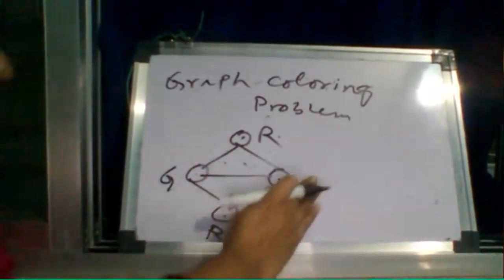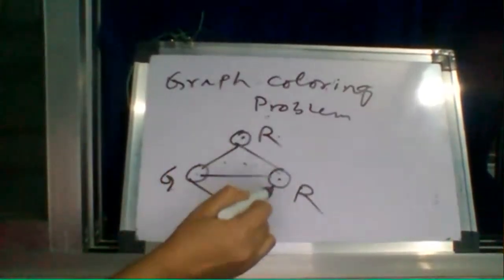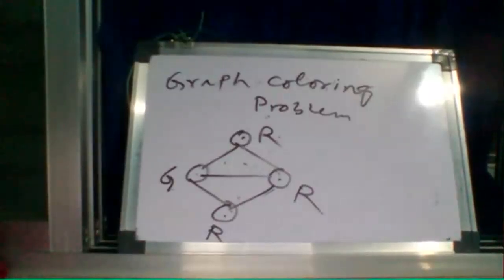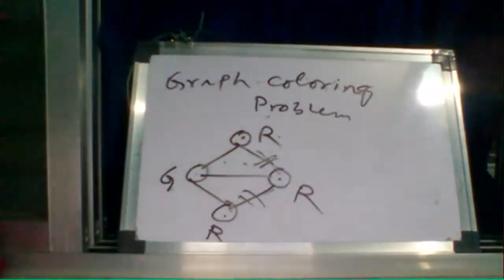So if I write R here, then the cost function will be 2 because I am violating the constraint 2 times, once here and another time here. So these are constraint satisfaction problems.